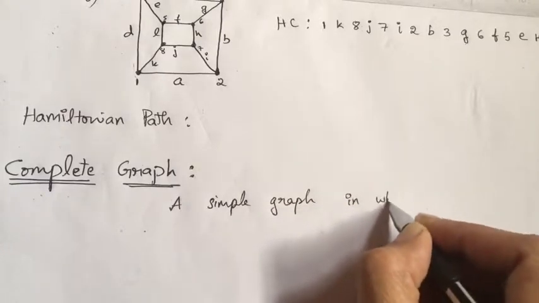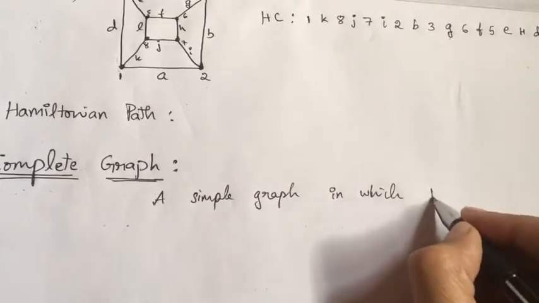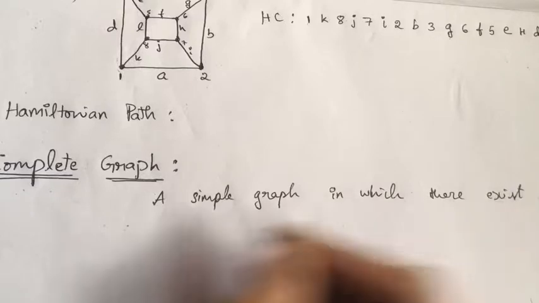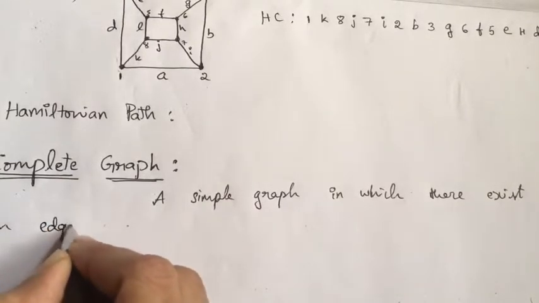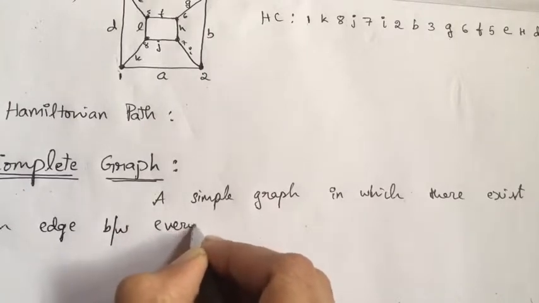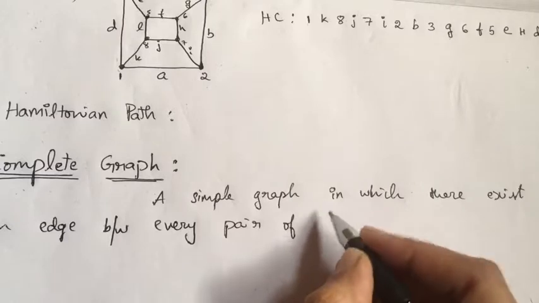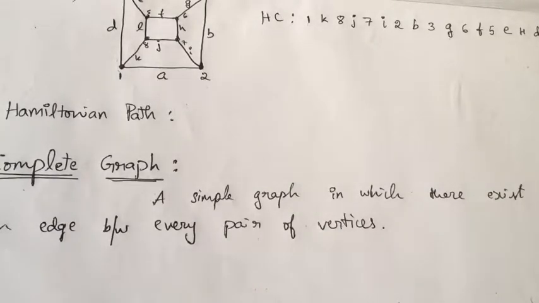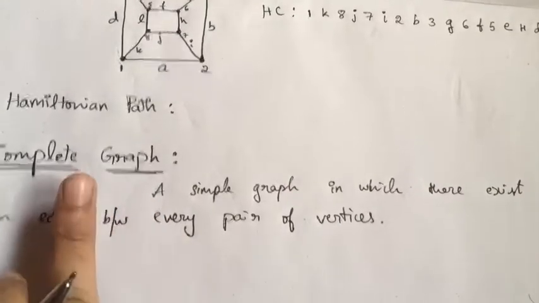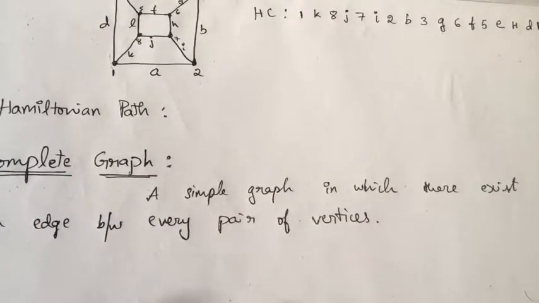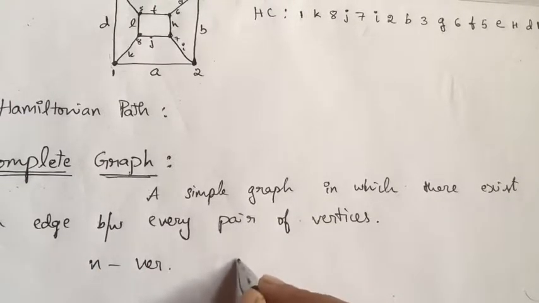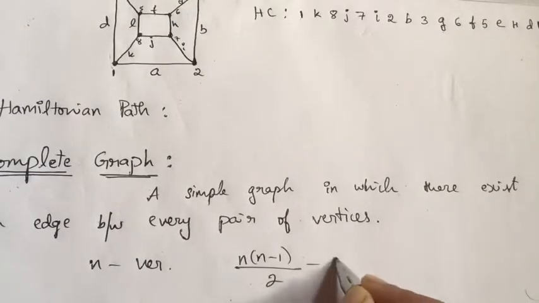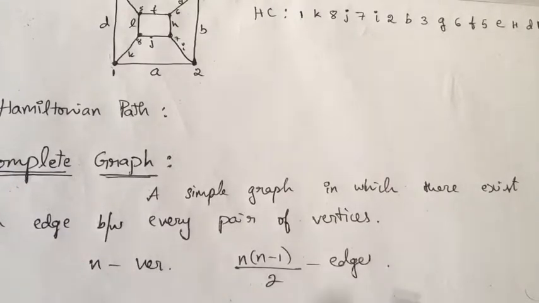Every pair of vertices. It's a simple graph, but in this graph, between every pair of vertices, there is an edge. If a complete graph has n vertices, then it has n into n minus 1 by 2 edges. If my complete graph has n vertices, then it has n into n minus 1 by 2 edges.